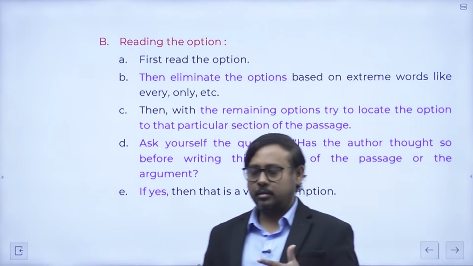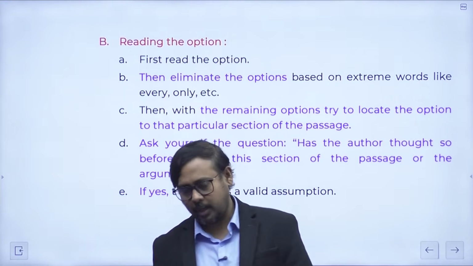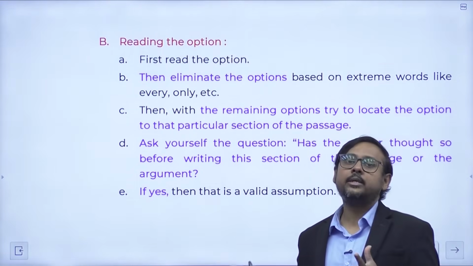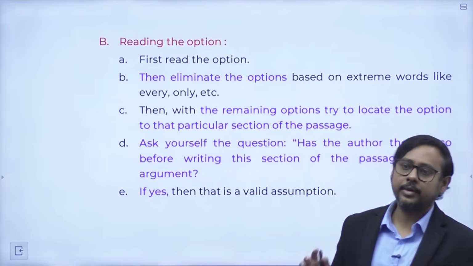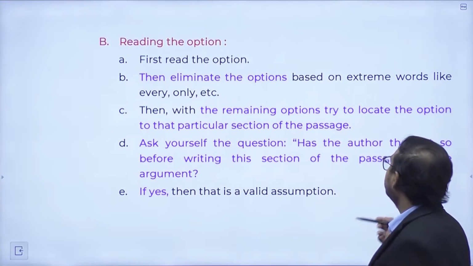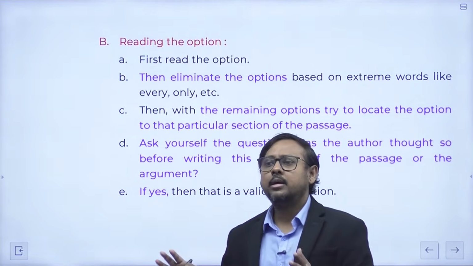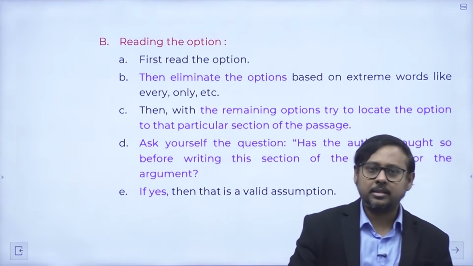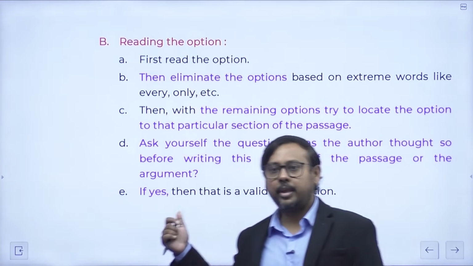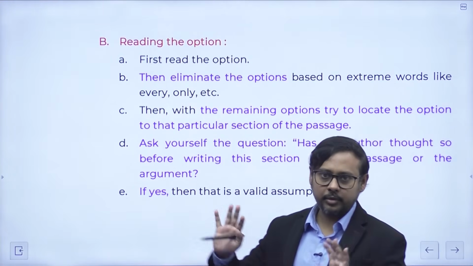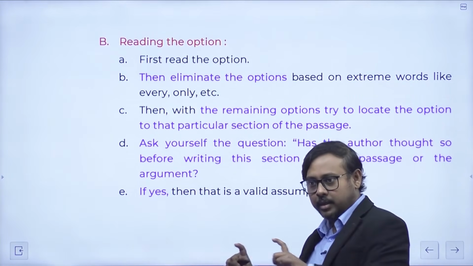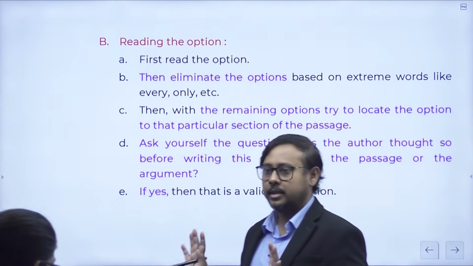Once you have read the passage, you have to go to the options. Again, like inference, here also it is primarily option dependent. How you are reading the option is very important. So first you read the options and then eliminate based on extreme words like every, only, because if the passage is not extreme and the option is extreme, then you can eliminate it. Like you're getting the logic of it: the passage mein koi extreme word nahi hai, but in the option the assumption is extreme, then it is incorrect.